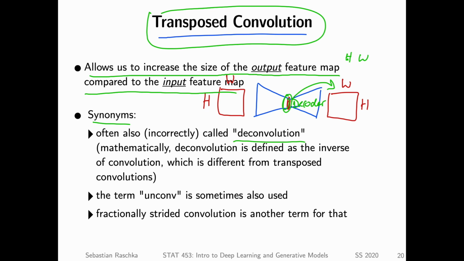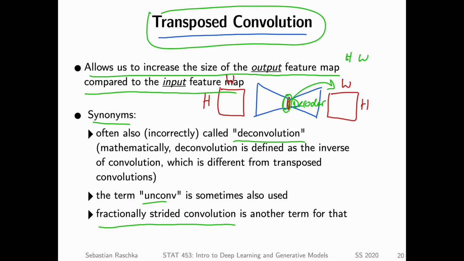And I would say that is somewhat incorrect, because mathematically deconvolution is defined as the inverse of convolution, which is a little bit different from transposed convolution. So with inverse, I mean the mathematical inverse. And then another term is unconv. So you sometimes also find the term unconv used in code examples in some papers. And lastly, another term is fractionally strided convolution.